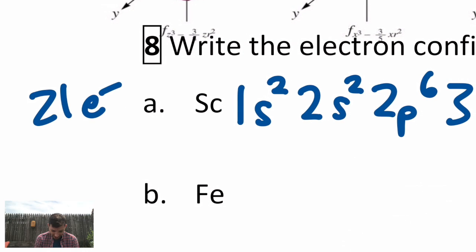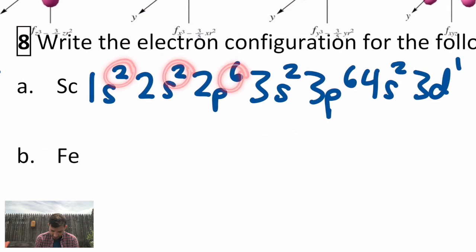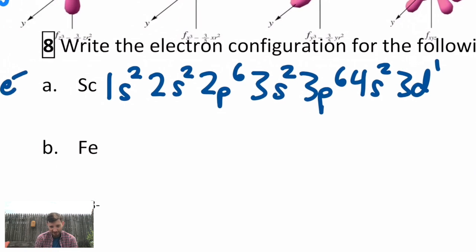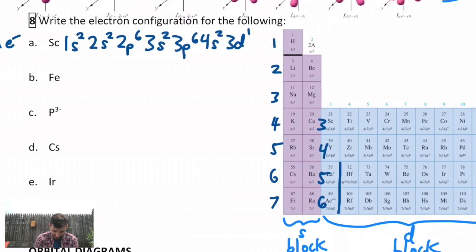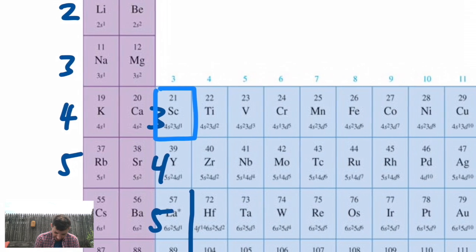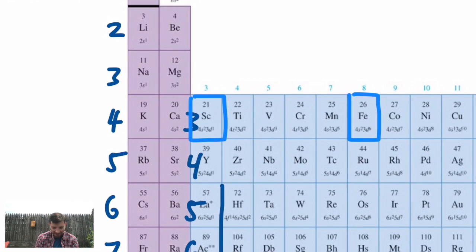So let's just do that. 2, 4, 10, 2, 4, 10 more, that's 20 and 21. It works. The superscripts always have to add up to how many electrons are in that species. So let me box out where scandium was. Let's just show it because we did it for scandium. What would be different about iron, which is just a few columns over from that? Well, the beginning is going to be exactly the same. All that's different is the end of the configuration.